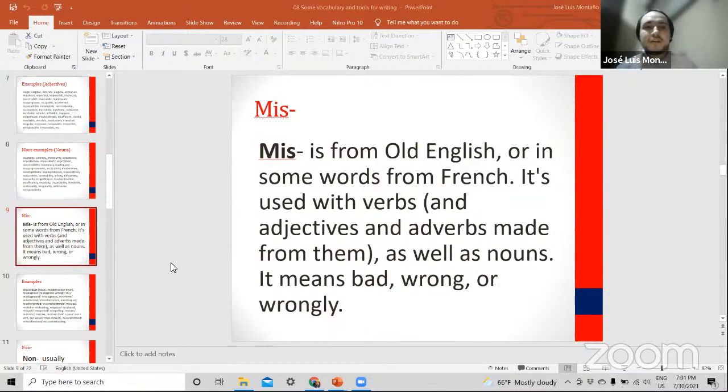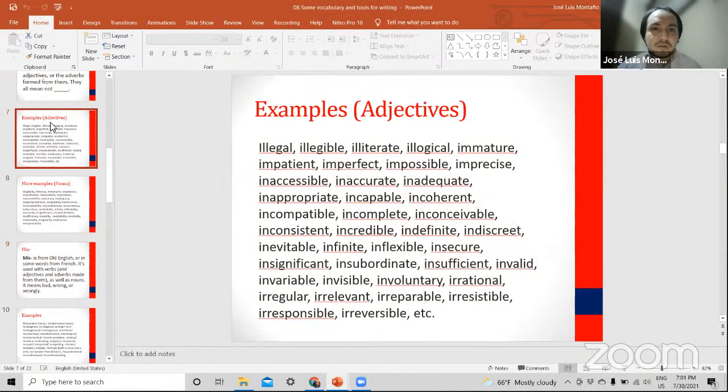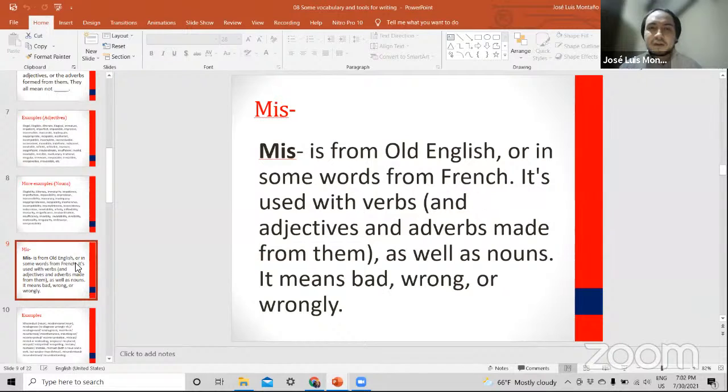All right, sorry. So I was saying, this prefix has something different, which is the meaning. It's not only negative in the sense of "not". For example, we have these words over here: immature is not mature, impossible is not possible, and that's it. But here, it's more than just "not". It means bad, wrong, wrongly.